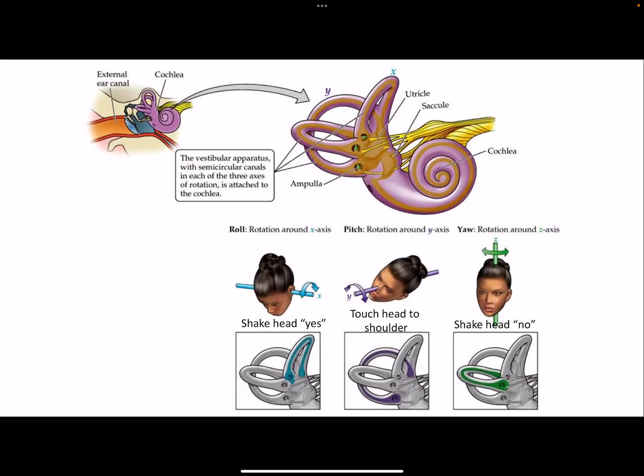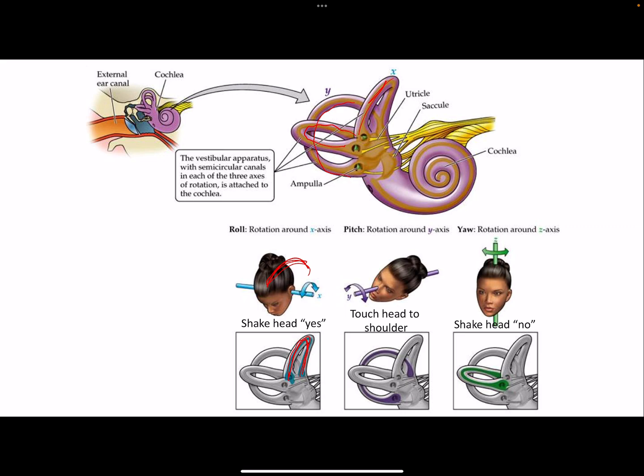And so the semicircular canals, we have these three little canals going in all of these different planes, the X, Y, and Z plane. And so if someone shakes their head, yes, like this, back and forth, that's going to stimulate fluid to move through this semicircular canal, which is sensing the acceleration here and the rotational motion.